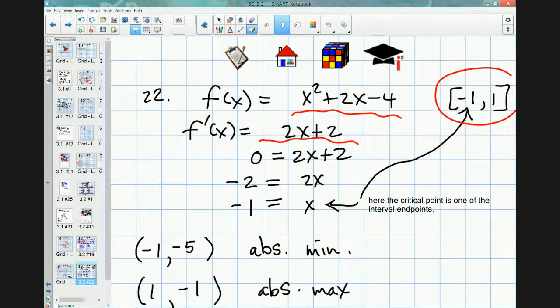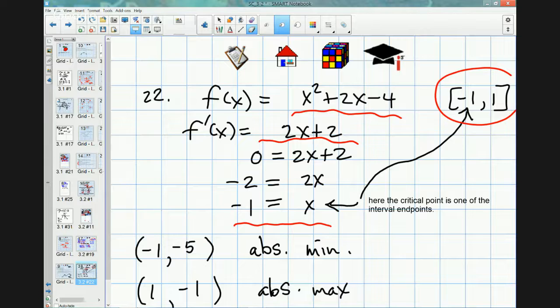Could that ever be undefined? No. 2 times something plus 2 is always going to be easily findable. So the question is, when could it be 0? Well, at one place, at x equals -1. So there's our one critical point.